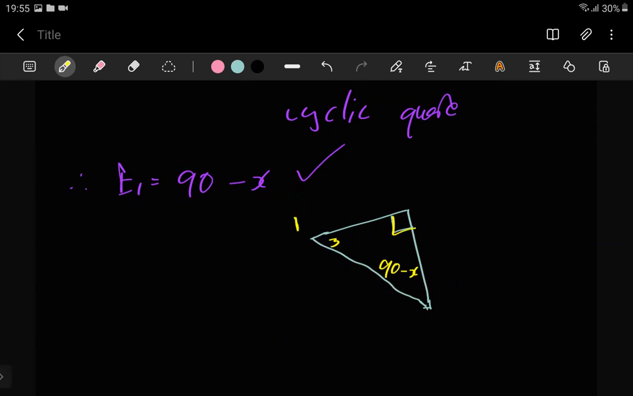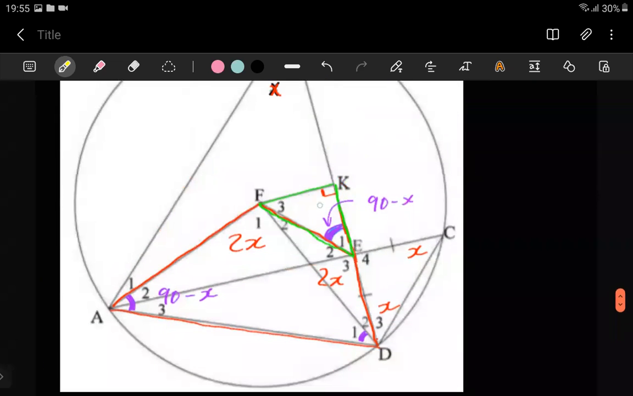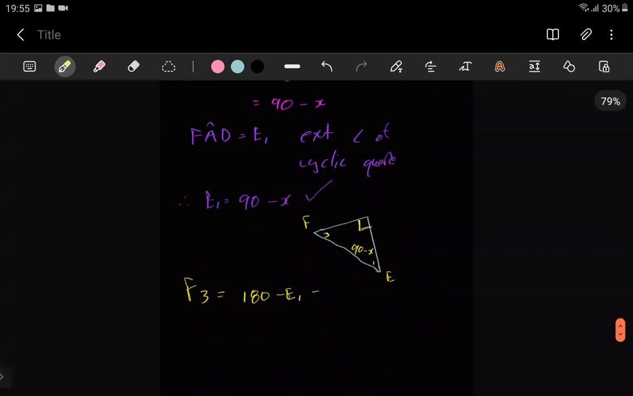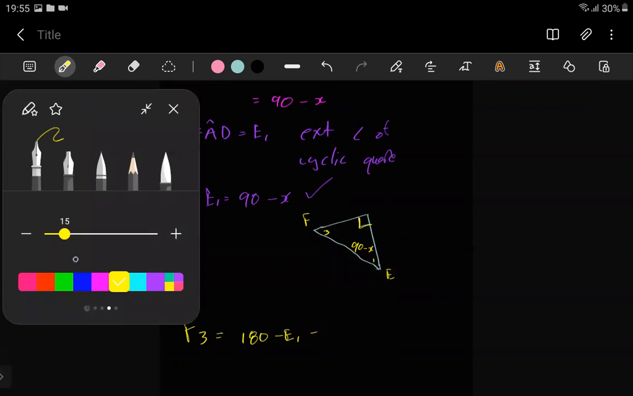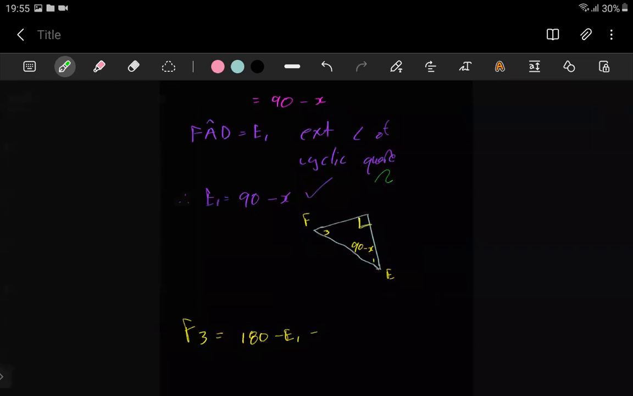And then here we have F3. So if you look at it nicely, F3 is going to be equal to 180 degrees minus E1, and then minus this 90-degree angle, FKE. But before we can write this out, we have to tell them we know that that's a 90-degree angle. It's something we know, but we haven't told them yet. So let's just state it first. So FKE is equal to 90.